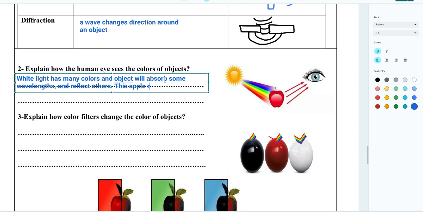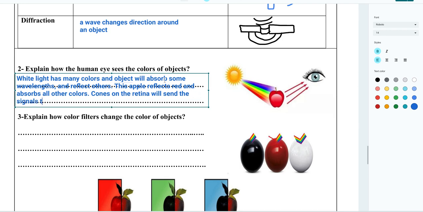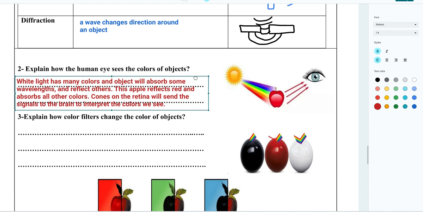This apple reflects red and absorbs all other colors. Our cones on the retina will send the signals to the brain to interpret the colors we see. It's hard to see the typing. I hope this makes sense.